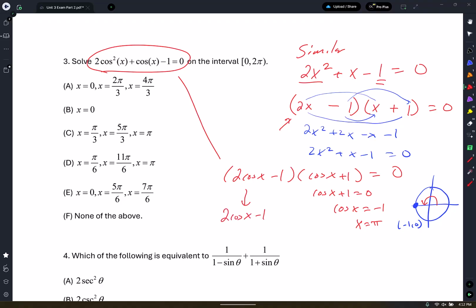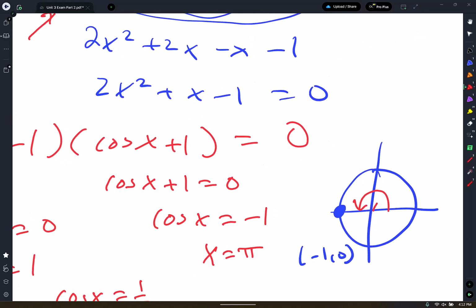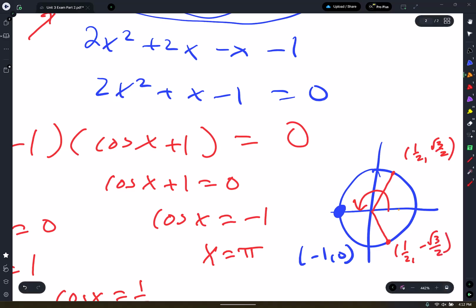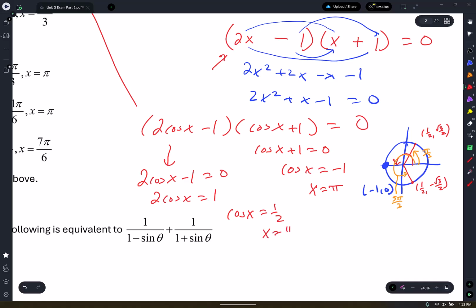2 cosine x minus 1 equals 0. Move the 1. 2 cosine x equals 1. Divide by 2. Cosine x equals a half. On the unit circle, cosine x is a half right here, 1/2 comma square root of 3 over 2, and right here, 1/2 comma negative square root of 3 over 2. Do you remember this coordinate, this radian right there? What's this one? 5 pi over 3. There it is. So this one happens at x equals pi over 3 and 5 pi over 3.